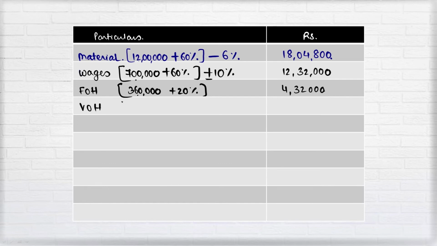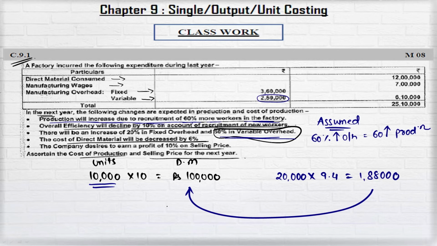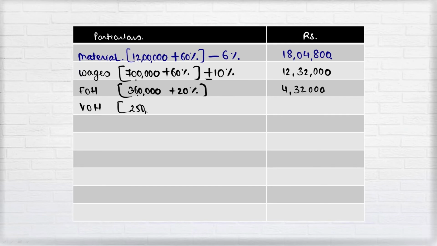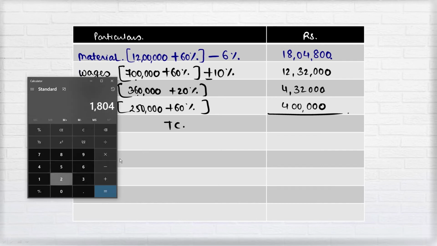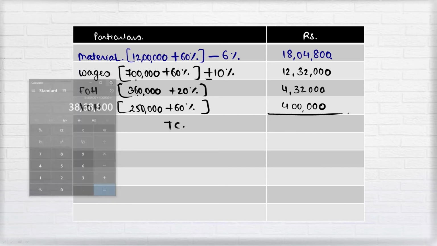And variable overhead is increasing by 60%. From that only we assume that production is increasing by 60%. So 2,50,000, because the production has increased by 60%, the cost will increase by 60%, which is 4 lakhs. Total cost will be the total of 18 lakh 4,800 plus 12 lakh 32,000 plus 4 lakh 32,000 plus 4 lakhs. That is 38 lakh 68,800.